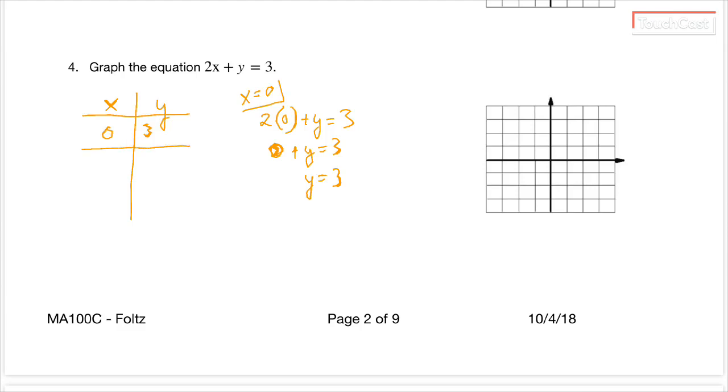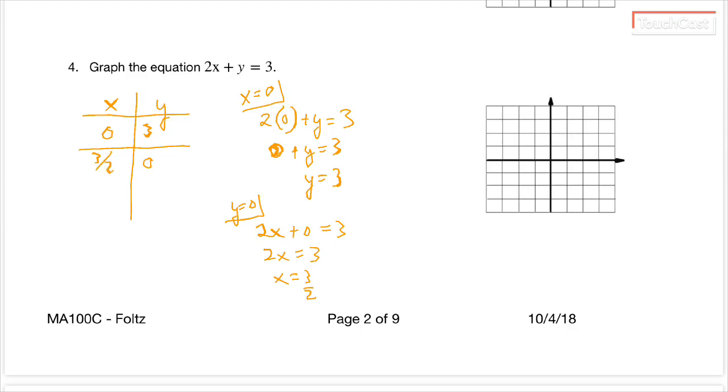Well, what happens if y is 0? Let's find out. So if y is 0, we get 2x plus 0 equals 3, which boils down to 2x equals 3, x equals 3 over 2.